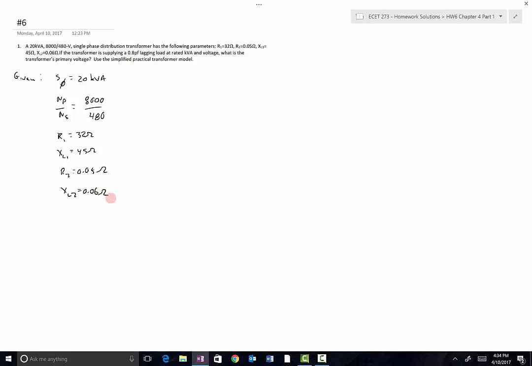We were then told that the transformer is supplying a lagging load at 0.8 power factor, rated kVA, rated voltage. So I'll note that: PF equals 0.8 right there. We are asked to find the input to the primary necessary for this, so find the primary side voltage. Again, we need to draw the simplified practical transformer model.